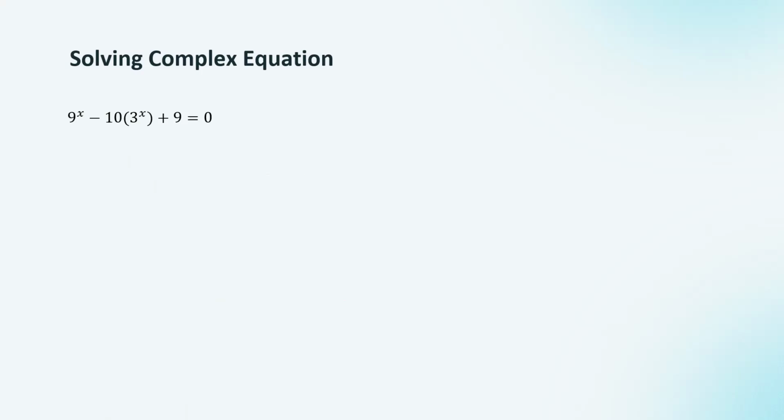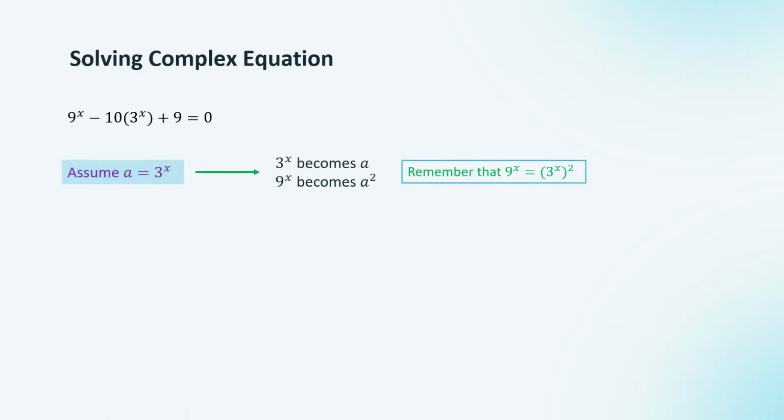Okay, so now I will try to give you something similar as well. So this one will also involve an exponential in the equation. Again, we can try to assume that a is equal to 3 to the power of x. And 3 to the power of x becomes a, 9 to the power of x becomes a squared. Remember the exponential materials. After this, we can try to substitute it.